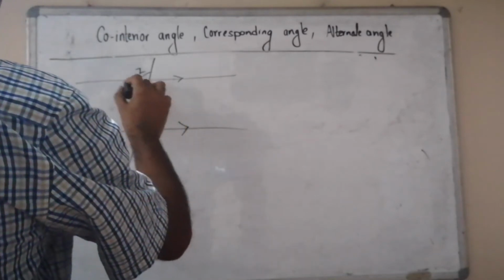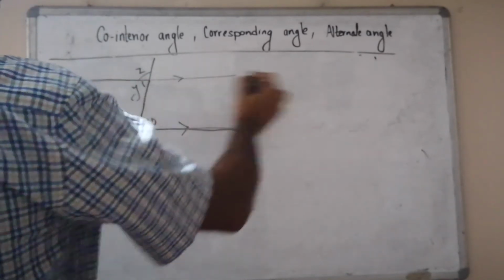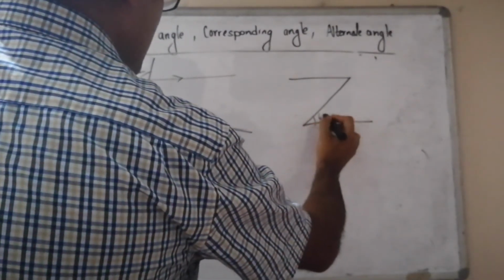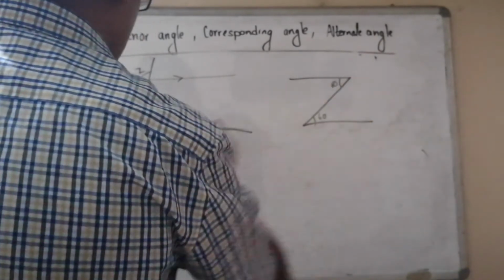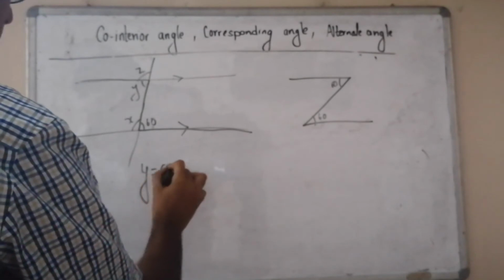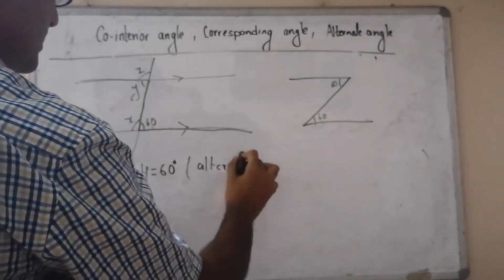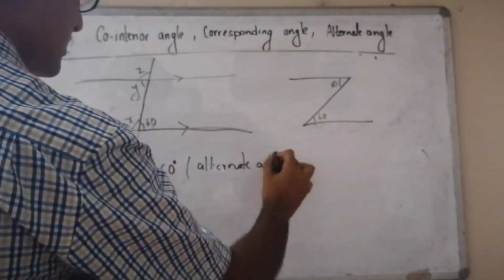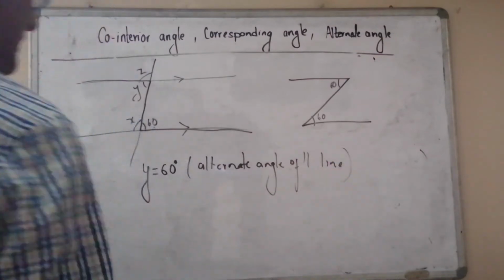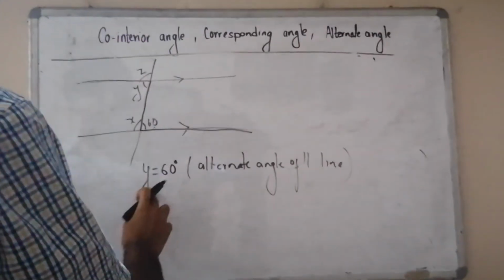So if you see this line here, this shape here, you can see the shape of Z here. If it is 60, then y must be 60. So y is equal to 60 degree. Why? This is the alternate angle. Alternate angle of parallel line. So we find the value of y easily.